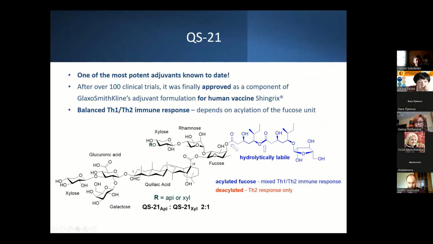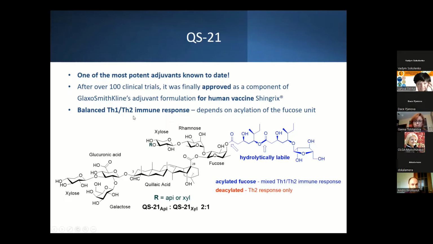The most important representative from this group of compounds is QS21. It is one of the most potent adjuvants known to date, which after over 100 clinical trials was finally approved as a component of GlaxoSmithKline adjuvant formulation for human vaccine Shingrix.